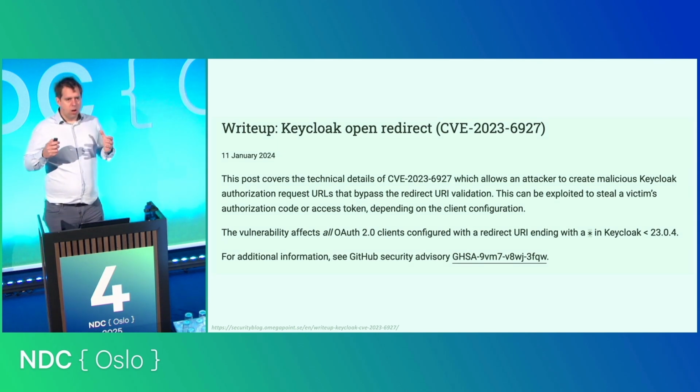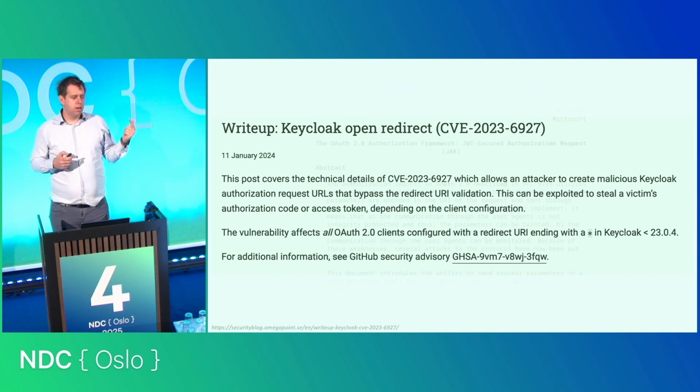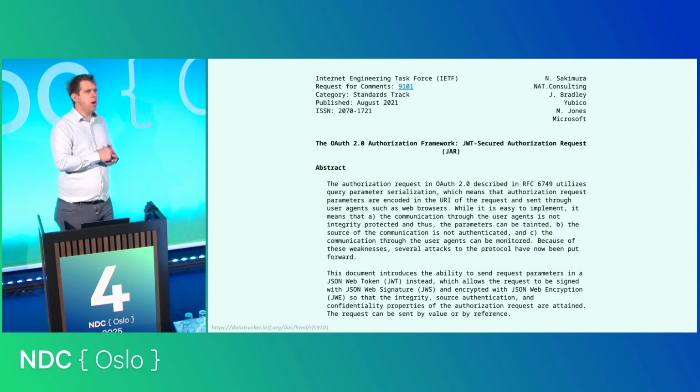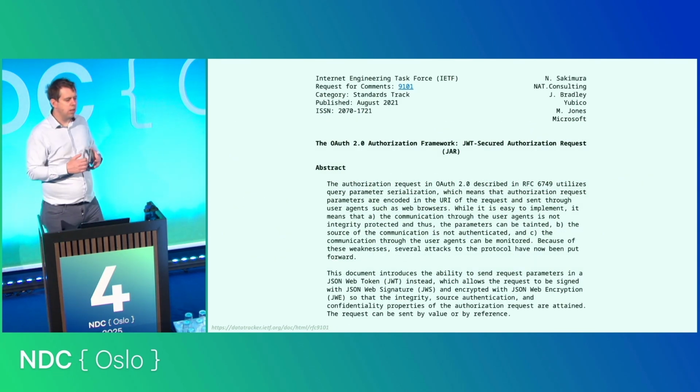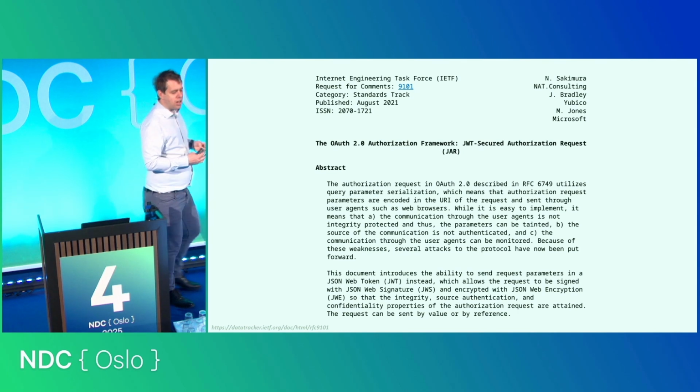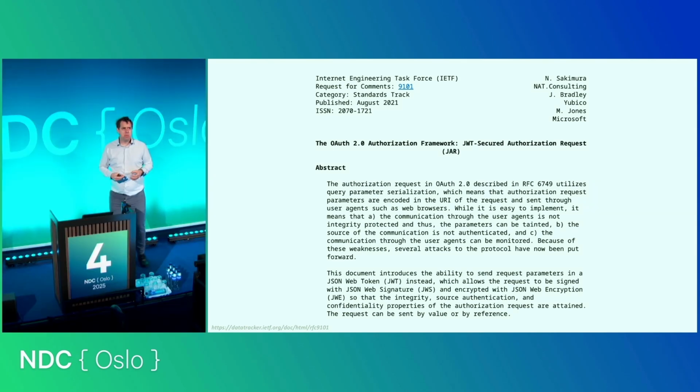So what do we do to solve that? There are 2 ways to solve that. The first way is to use JAR. And JAR is not the Java archive utility. It's basically a JWT-secured authorization request. And the reason I'm saying that is because if you Google for JAR spec, you'll end up with the Java stuff, so you have to add OAuth to your search, and then you'll find the right spec.